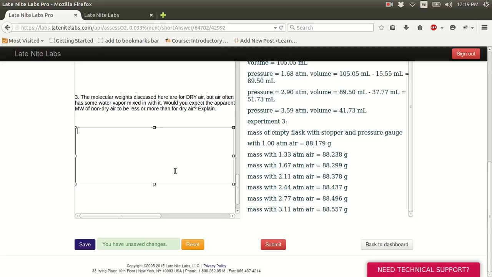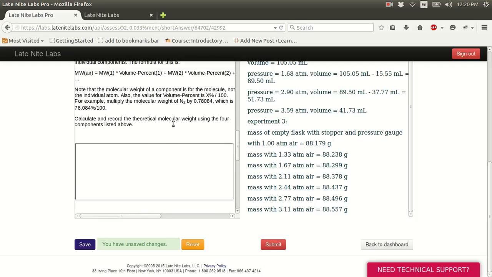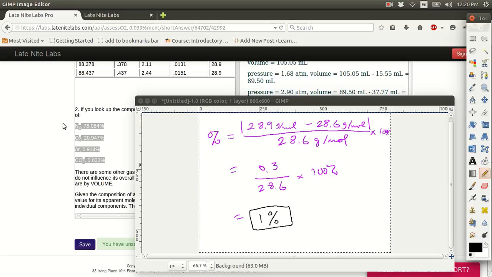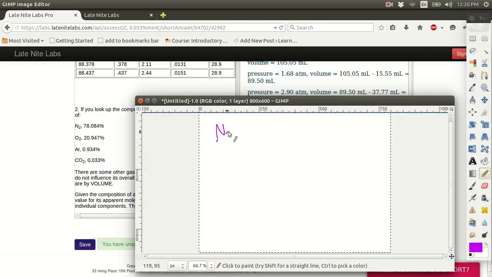The molecular weights discussed here are for dry air. Would you expect the apparent molecular weight of non-dry air to be less or more than for dry air? Okay, so I want you to think about that. When they say dry air, they mean the following. Now, watch this. They mean that these are the gases in the air. There is no water there. There is no representation from H2O. Okay, so let me write those down in a more familiar way for you. There's N2, there's O2, argon, CO2, and water, H2O.